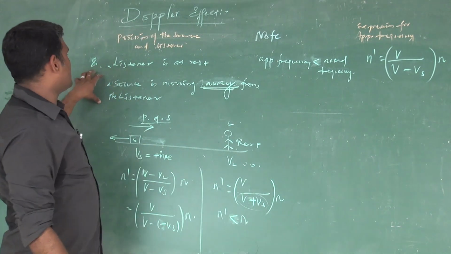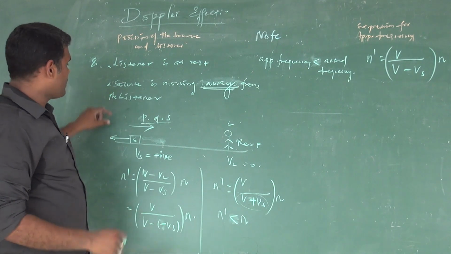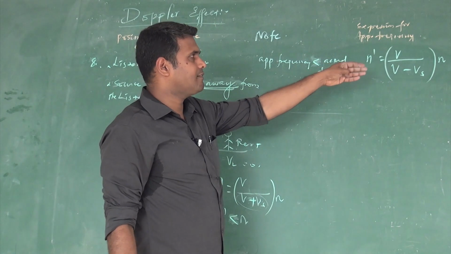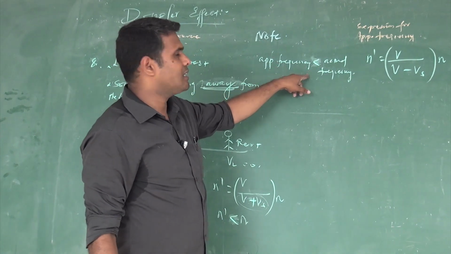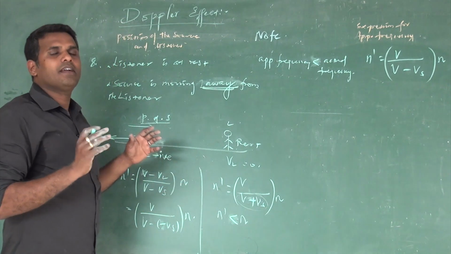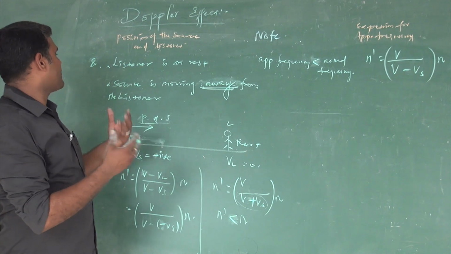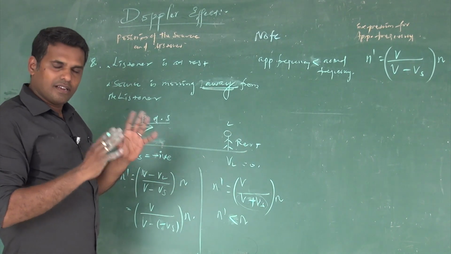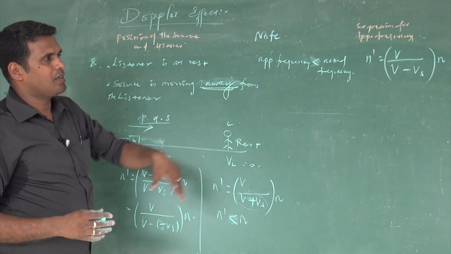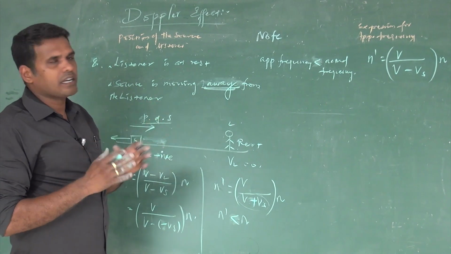So in the 8th case, listener is at rest, source is moving away from the listener. So the apparent frequency n prime equals V by V plus Vs into n. Apparent frequency is less than the actual frequency. So we have discussed 8 different cases in Doppler effect by speaking about the positions of the listener and the source. You cannot easily memorize those formulas. That is not possible. If you memorize, there will always be a confusion.